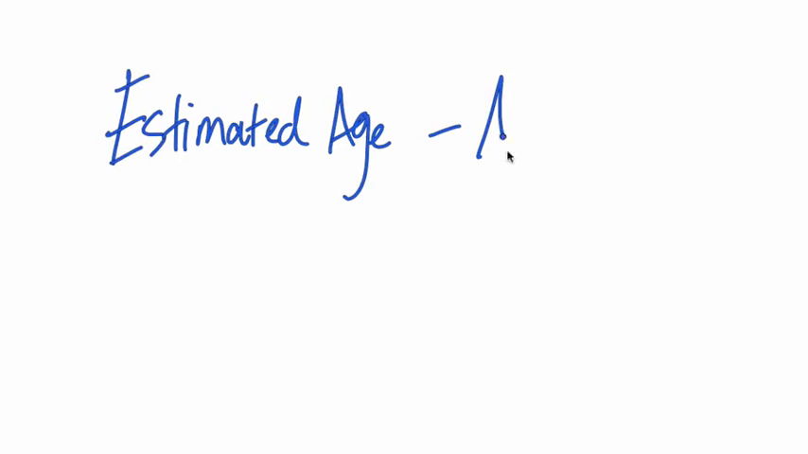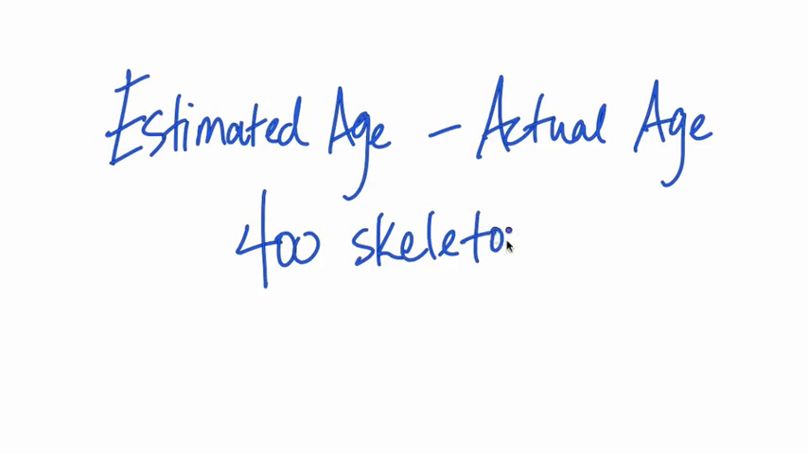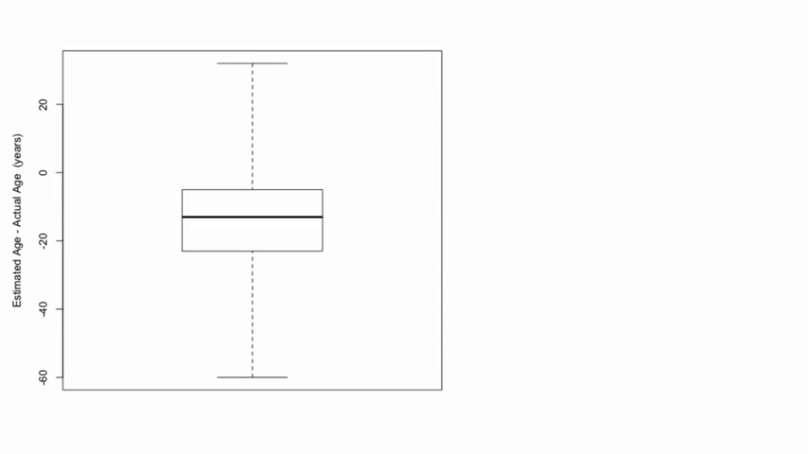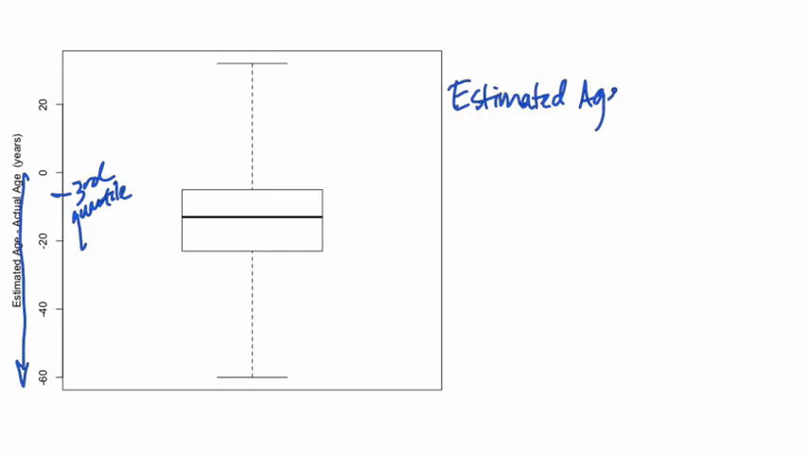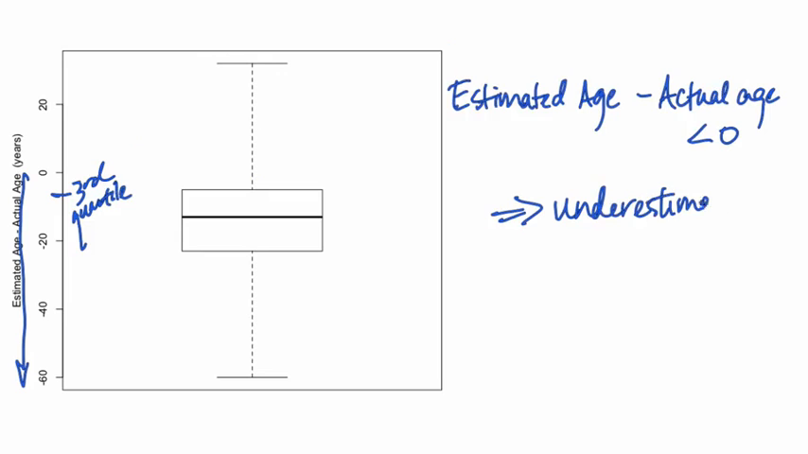We're interested in how well this method works, so we'll consider the difference between the estimated age based on the skeleton and the actual age at death for the 400 skeletons in our data set. We'll begin with a look at a box plot of these data. Although there are some positive values, we can see that most of the observations are negative. In fact, because the third quartile is negative, we know that more than 3/4 or 75% of the data are negative. So the method of Deganji tends to underestimate the age of death.